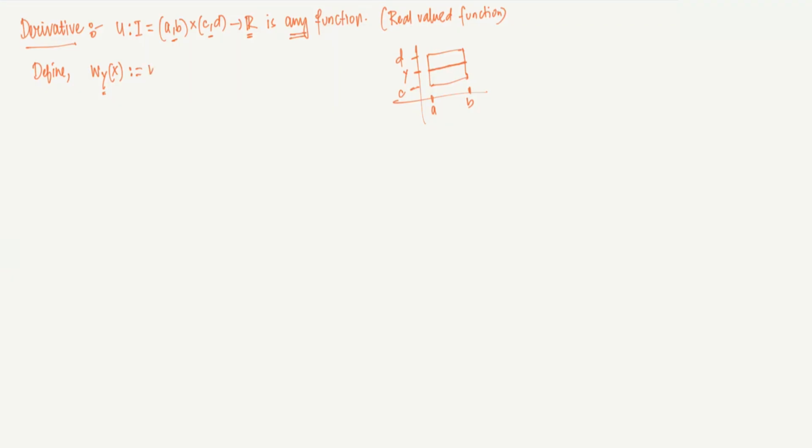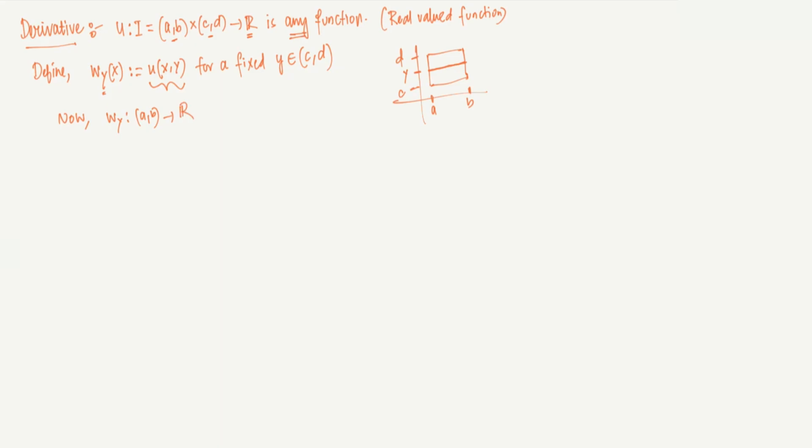So now we have this function of x and y, and for a fixed y, where am I taking y from? From (c,d). Since y is fixed, this function is no more a two-dimensional function but a one-dimensional function. So basically it's defined from (a,b) to R. So now you can think of w y as a function from (a,b) to R.